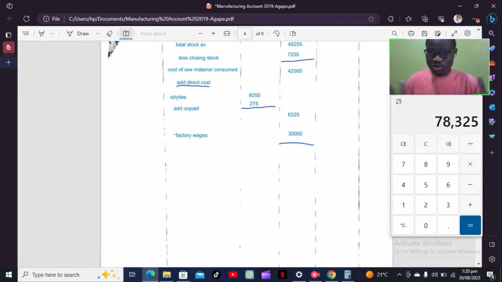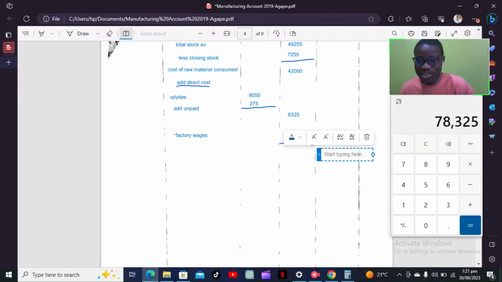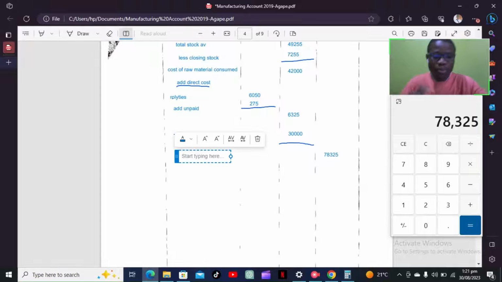Now this is what you need to know. When you add your direct cost, when you do your calculations with the cost of raw materials consumed, that's why you take it this side. Then it has a special name. So we're going to enter our 78,325 there. This figure is called the prime cost. So that's our prime cost, 78,325.